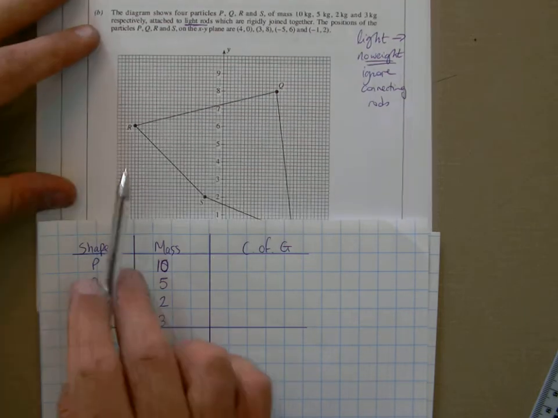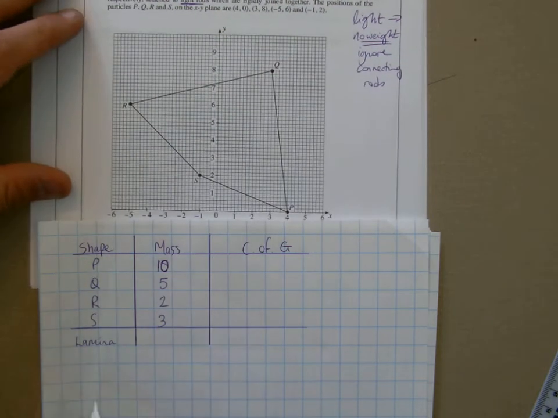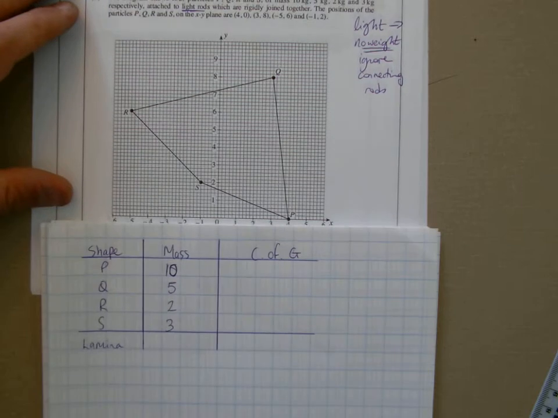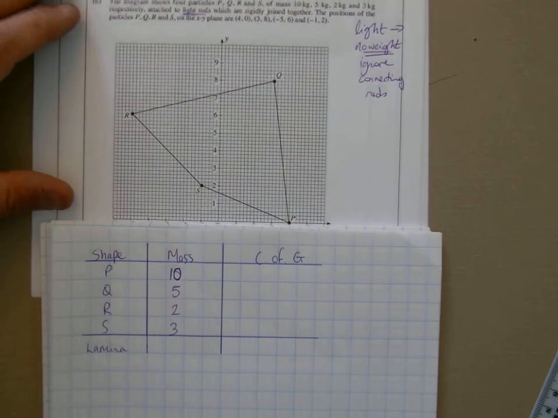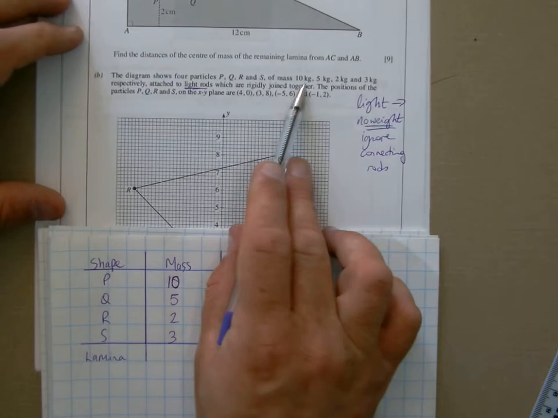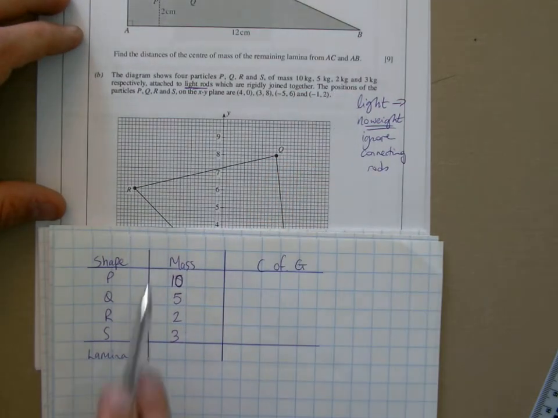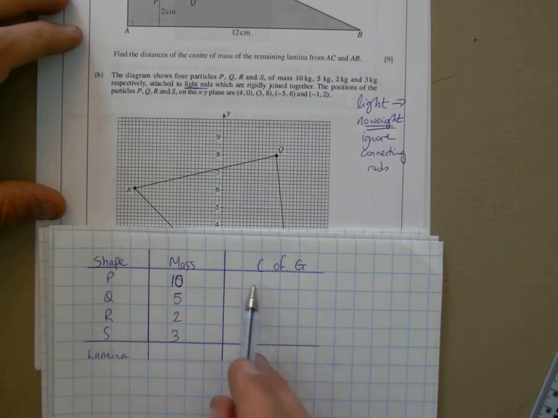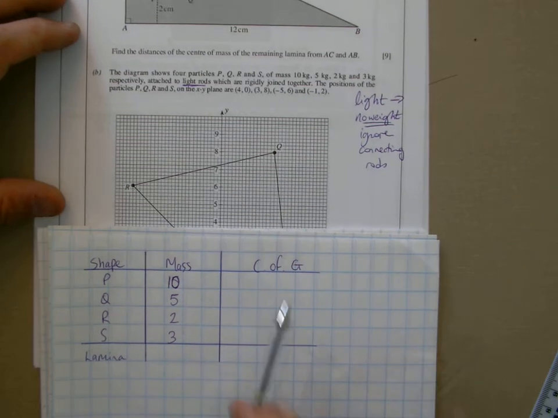All I'm going to do is focus on the points P, Q, R, S, and they've put it in a coordinate system for us. And they've even told us the coordinates, haven't they? And the masses of them, they've told us there, haven't they? 10, 5, 2, and 3. So I've written them down there. All I need to do now is write down the center of gravity of each of them.